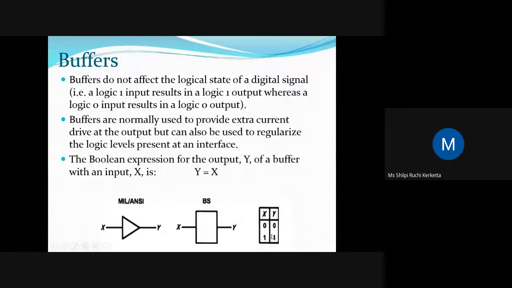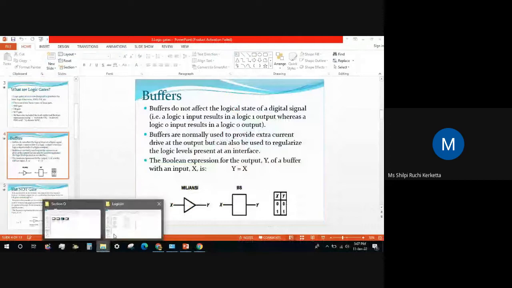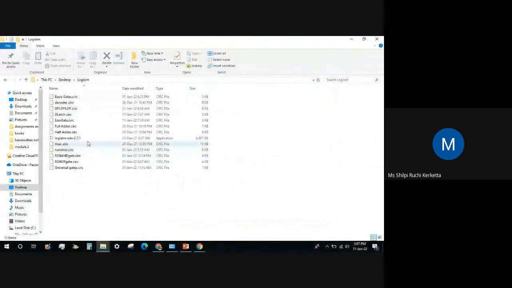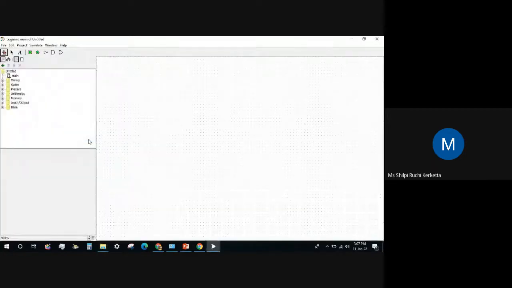So I will show this through Logisim. The people who are new can download Logisim through the links I have sent. If you have a laptop, then you can download Logisim. If you don't have a laptop, then please download this logic simulator and try to do all the circuits after the class.